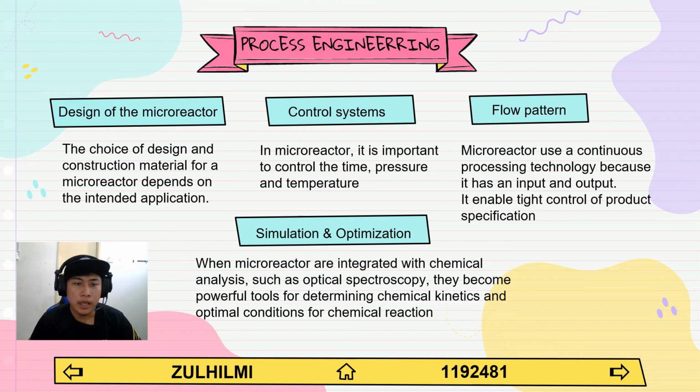First, design of the microreactor. The choice of design and construction material for a microreactor depends on the intended application. Next, control system. In a microreactor, it is important to control the time, pressure, and temperature. Then, flow pattern. Microreactors use a continuous processing technology because it has an input and output. It enables tight control of product specification. And lastly, simulation and optimization. When microreactors are integrated with chemical analysis, such as optical spectroscopy, they become powerful tools for determining chemical kinetics and optimal conditions for chemical reaction.